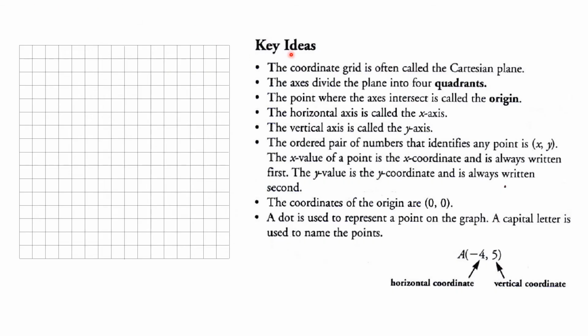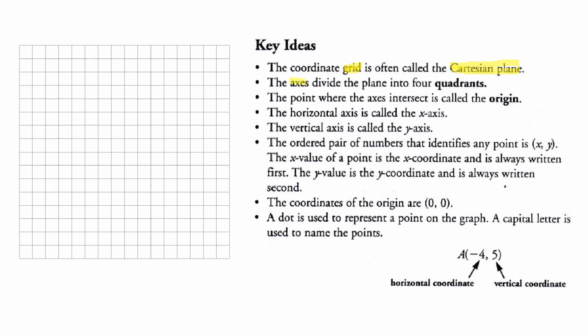So let's move on to some key ideas. The coordinate grid is often called the Cartesian plane, so I'm going to highlight that. When you spell Cartesian plane, make sure you put a capital C on Cartesian, because that's after Descartes, so that's why it gets a capital C. So this thing here on your left is a grid. It's not divided up yet into the Cartesian plane.